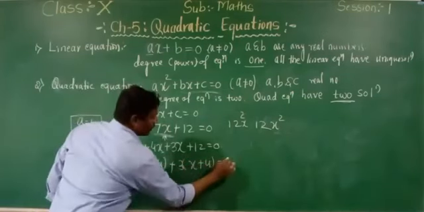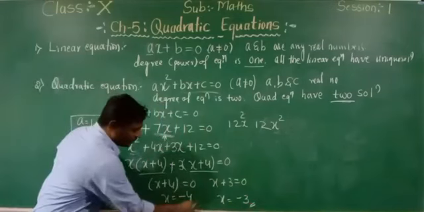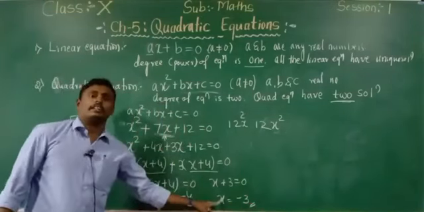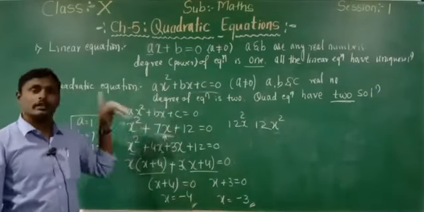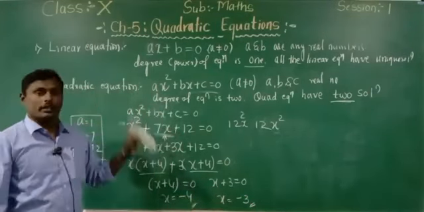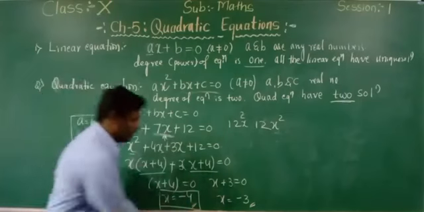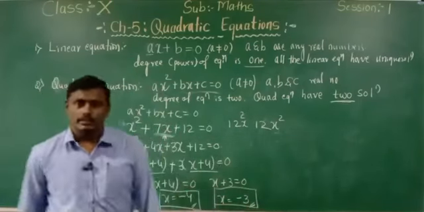Take the common terms. x plus 4 and x plus 4 are common, so we can take it one time. So x plus 4 is equal to 0, and one more term, x plus 3, is equal to 0. Here x is equal to minus 4 and x is equal to minus 3. How many roots are we getting here? 2 roots. These are the two solutions of the quadratic equation. What are the two solutions? x is equal to minus 4 and x is equal to minus 3.